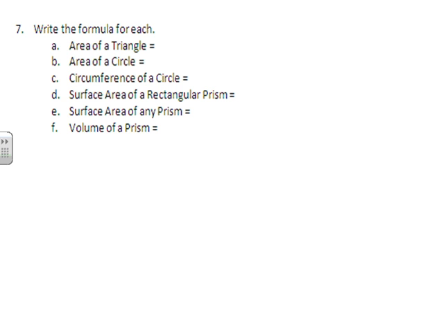Number 7 is just writing down your formulas. Area of a triangle is base times height divided by 2. Area of a circle is pi times radius squared, or pi r squared. Circumference of a circle is either pi times diameter or 2 pi r. Surface area of a rectangular prism.